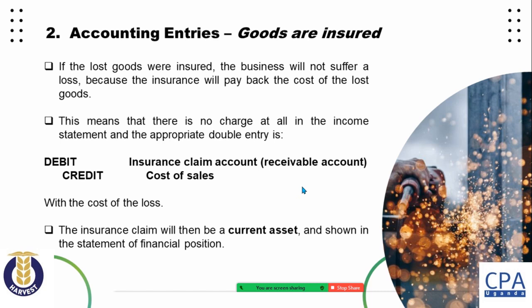In the first accounting entries, you have seen that we have debited the expenses, meaning that we recognize that loss in the income statement. But here, because we have mitigated that risk, it becomes a receivable. We just sit back and wait for the insurance company to compensate us. No loss has been incurred.